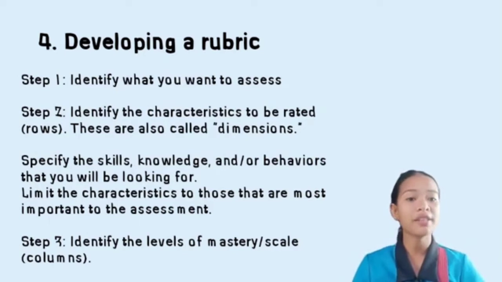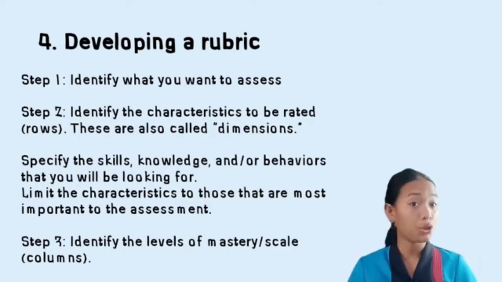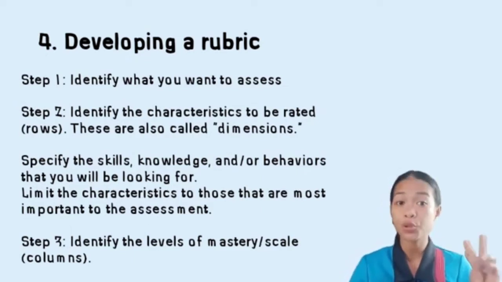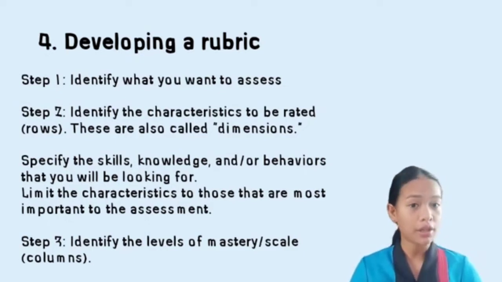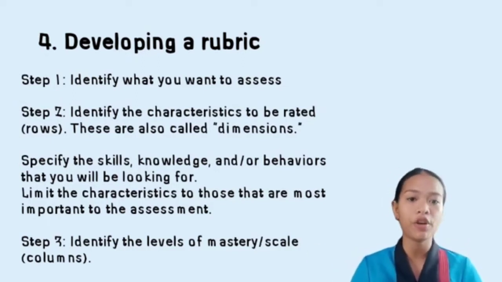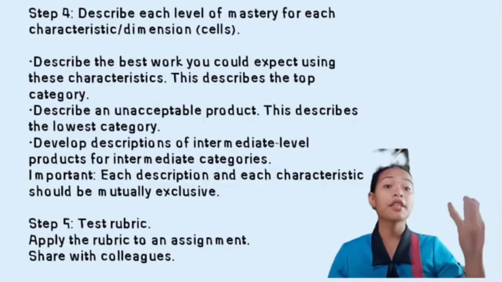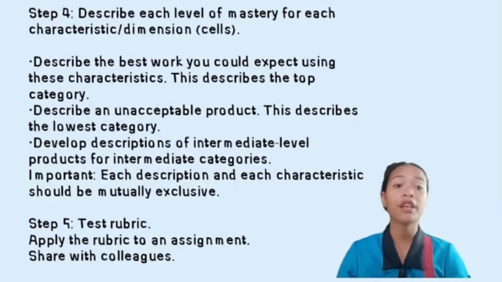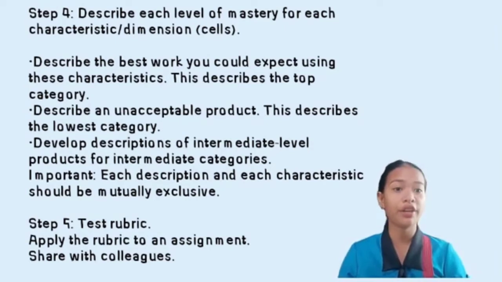There are steps. Step 1, identify what you want to assess. Step 2, identify the characteristics to be rated. These are also called dimensions, specifically the skills, knowledge, and behaviors that you will be looking for. Step 3, identify the levels of mastery, or scale, the columns. Step 4, describe each level of mastery for each characteristic or dimension.